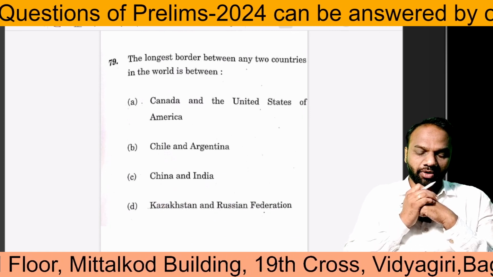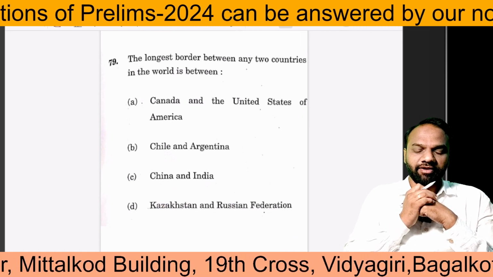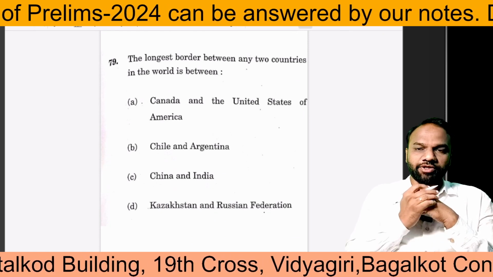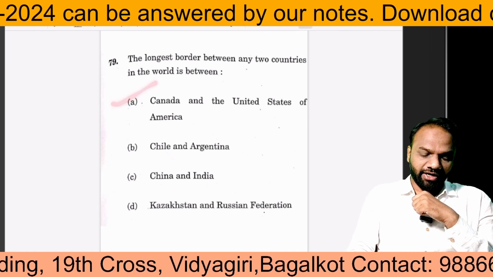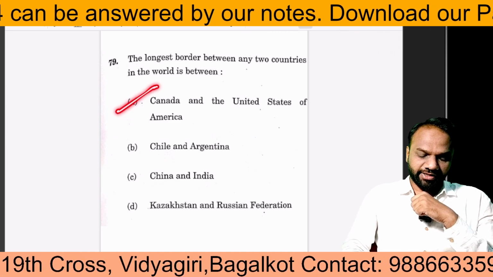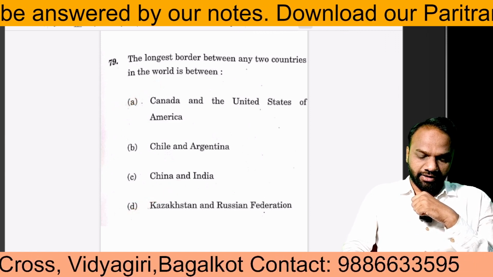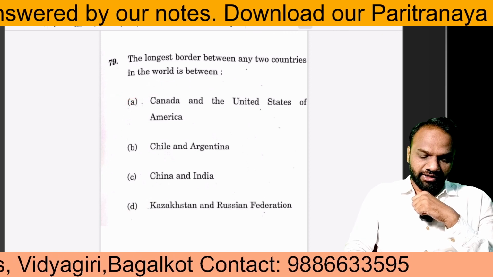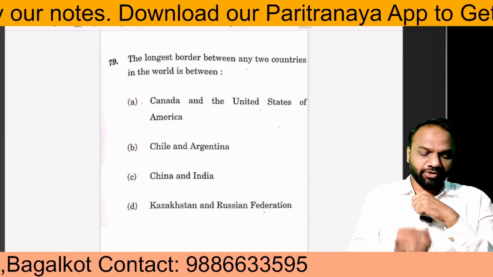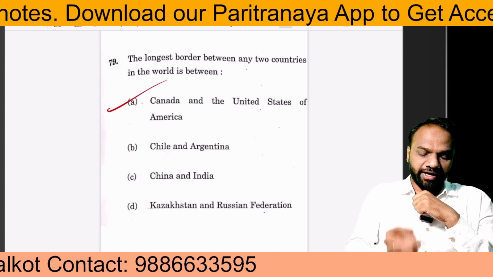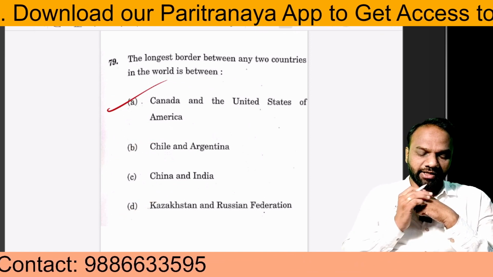Next, the longest border between any two countries of the world is between. Again, it's a general curiosity based question. The options are Canada and Russia, Kazakhstan and Russia, and Chile and Argentina. In this, the answer is Canada and United States of America, which have the largest international boundary.